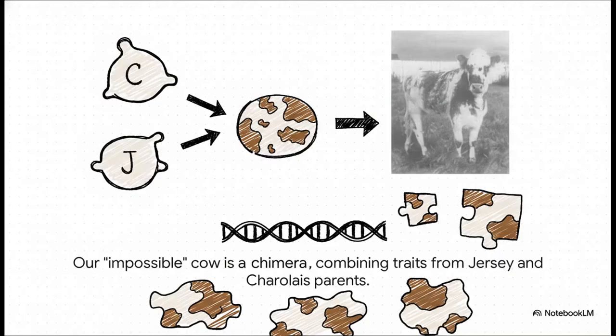And this is the answer to that puzzle we started with. That impossible cow is a chimera. It was made by fusing two early-stage embryos together, one from those white, double-muscled Charolais parents, and the other from the brown, less-muscled Jersey parents. So those brown and white spots, they aren't just a color pattern, they are literally patches of tissue from two different sets of DNA living in one body.